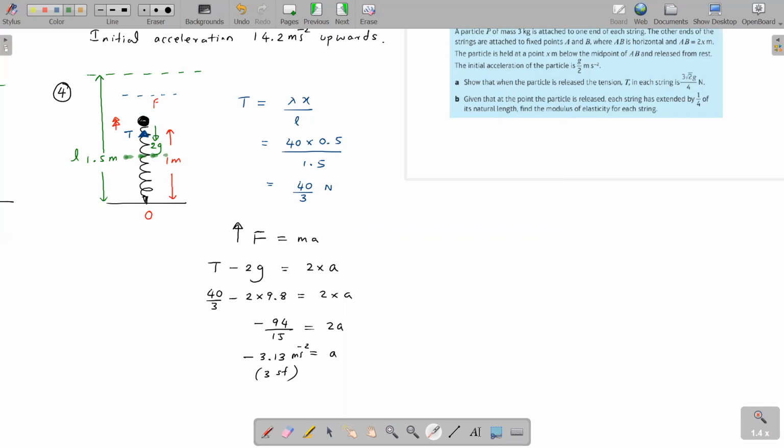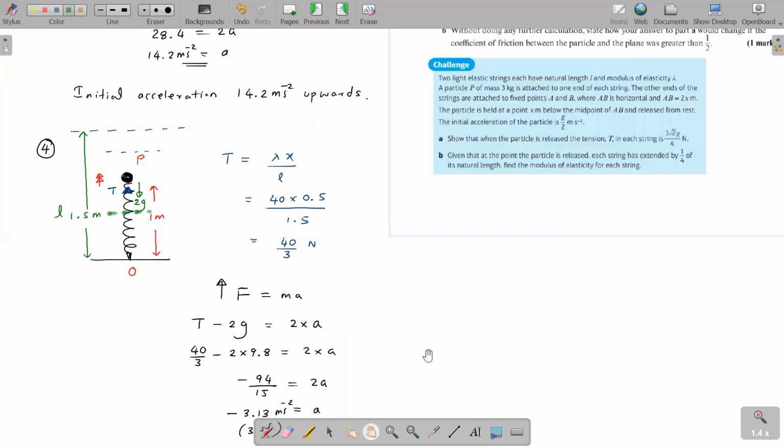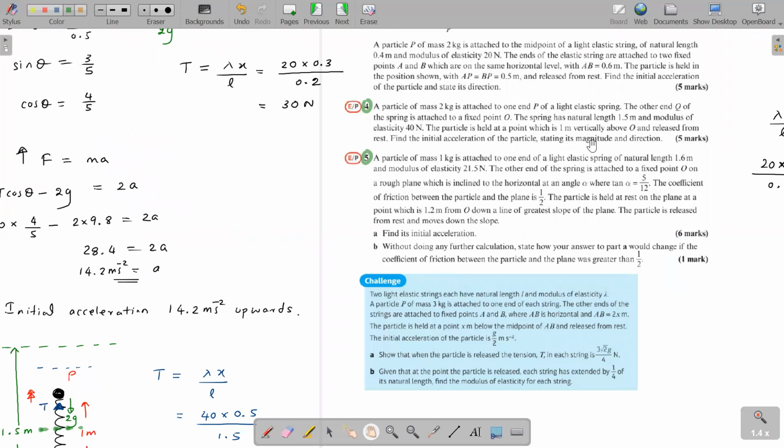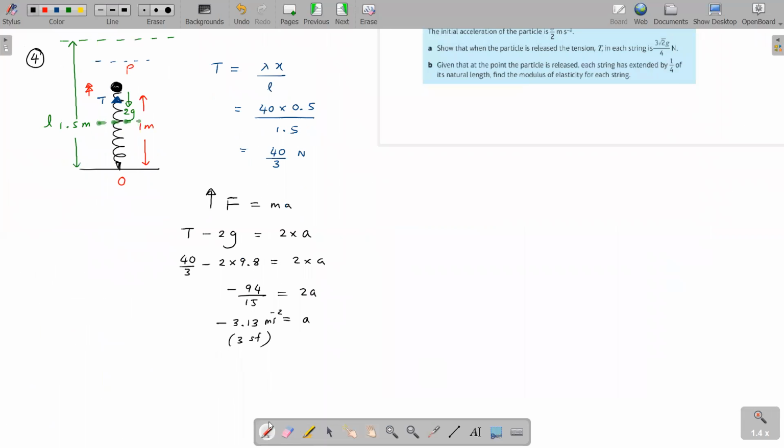So that's why they ask you for the magnitude and direction. Magnitude means the value without the sign. Don't give the sign. Calculate, stating its magnitude. What's the magnitude of acceleration? Write down: the magnitude of the initial acceleration is 3.13 meters per second squared. Agreed? And what's the direction? Direction is downward.